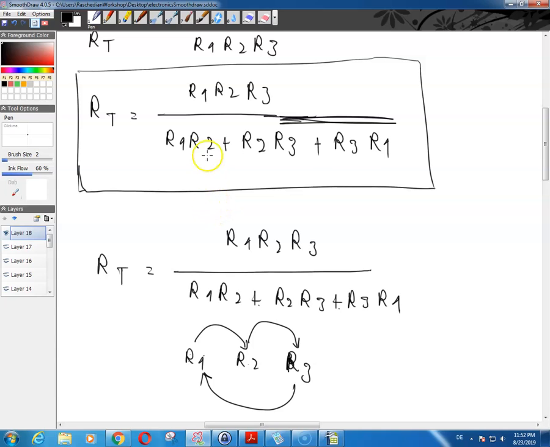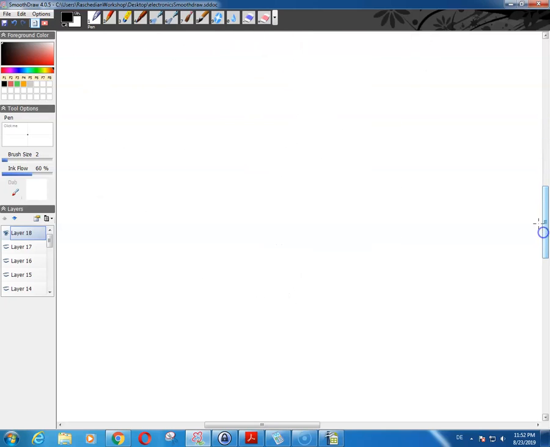Now let's do a couple of exercises to understand this a little bit and work with the formulas. For example, let's say that you have an R1 which is equal to 1 ohm, and an R2 which is equal to 1 ohm. We want the total or equivalent resistance, and these resistors have been connected in parallel.